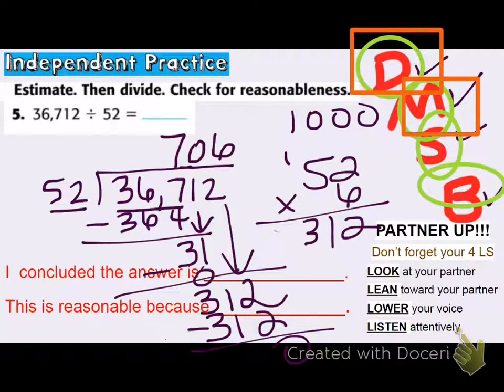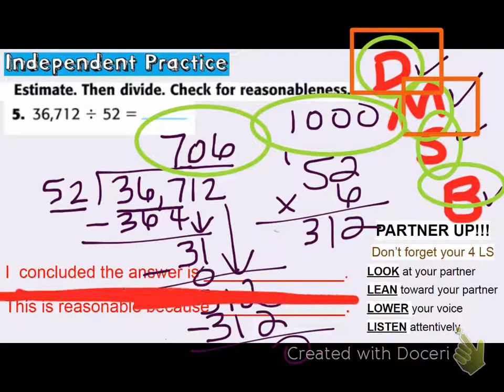And 706 is pretty close to my estimation. So I concluded the answer is 706. It's reasonable because it is close to my estimation.